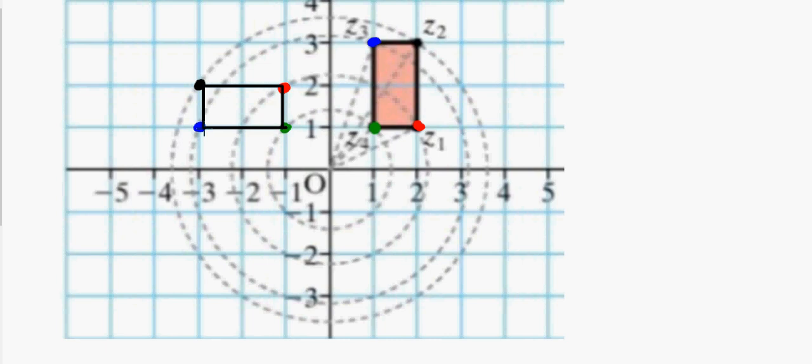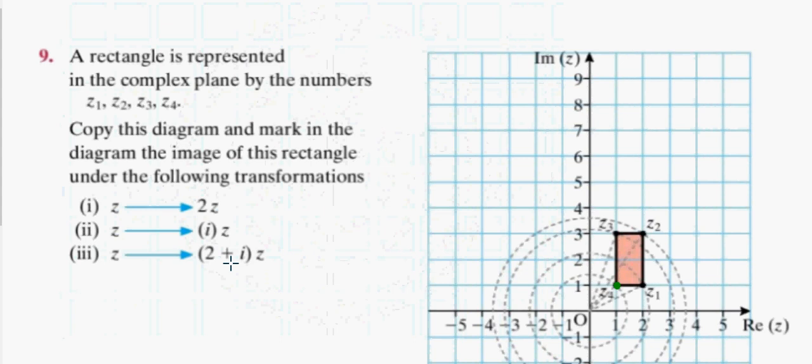Yeah, everything's rotated by 90 degrees. The shape and the area are still the same. Right, what does it want from me next? 2 plus i multiply by our original number. Everybody see that? 2 plus i multiply by our original number. Okay, I'm probably going to have to do calculations on this one because I can't really figure that out.